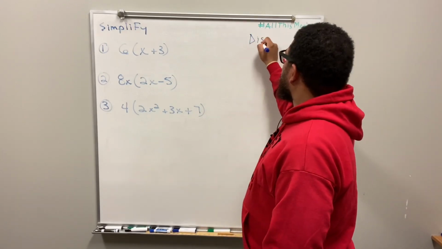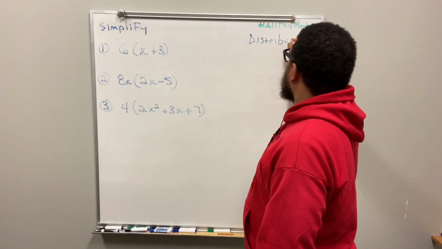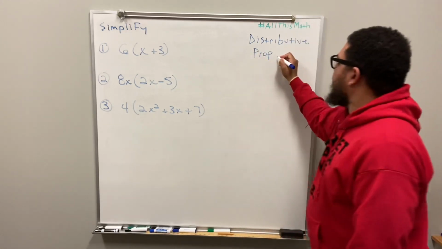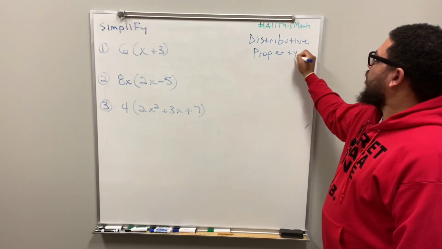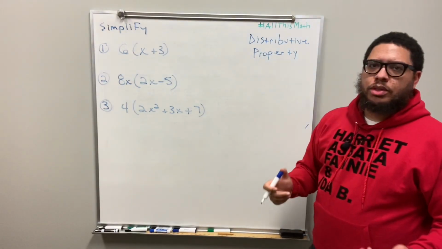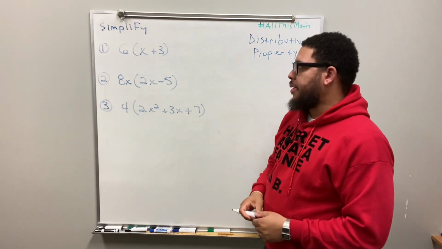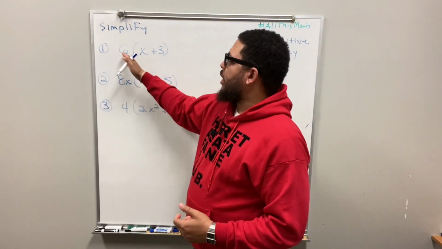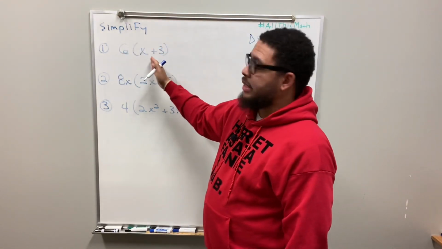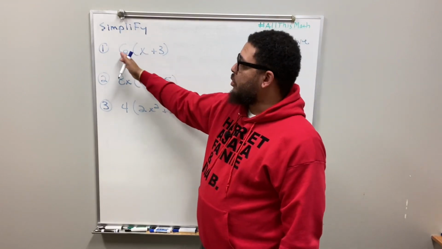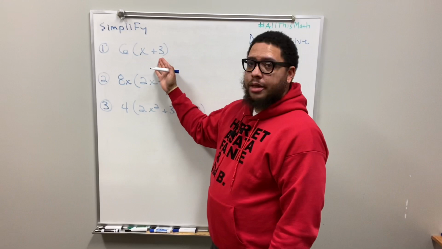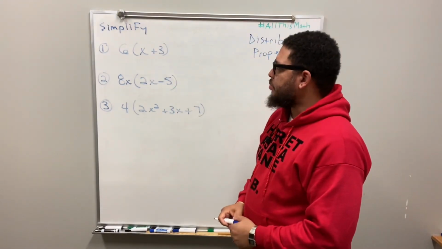The distributive property. Let me get out the way. Distributive property. Basically what the term distributive property means is that whatever term is outside of the parentheses, we're going to distribute that term to every term inside the parentheses. So everything outside is given or distributed to everything inside. So what does that look like?